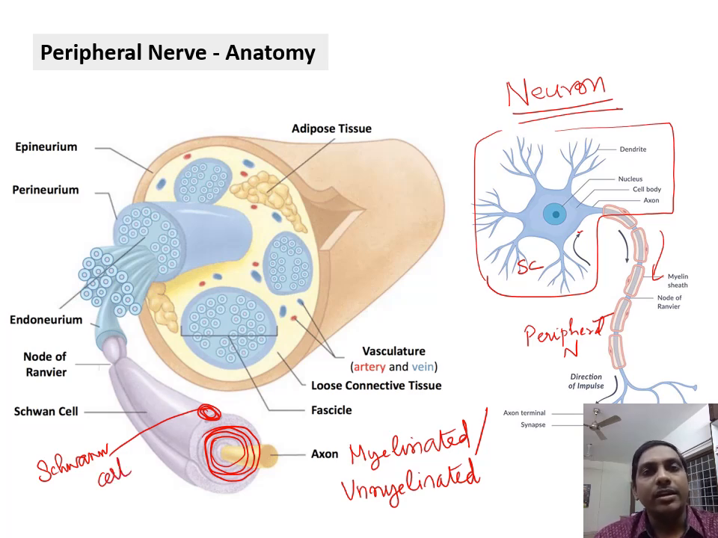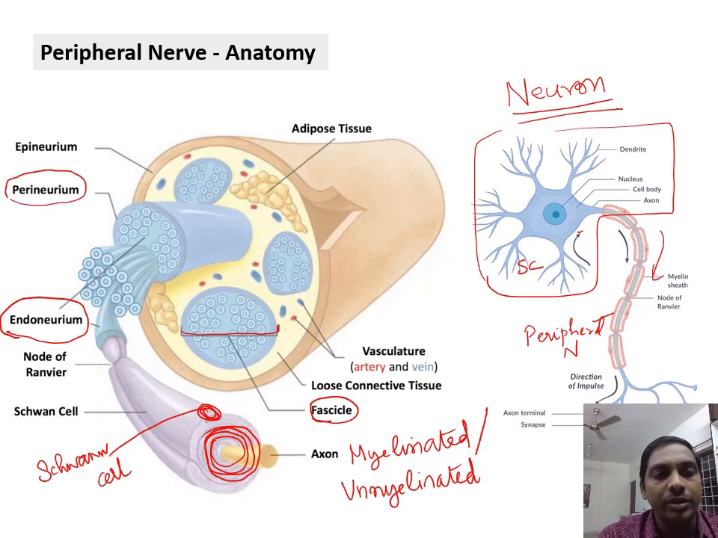In unmyelinated axons, there won't be any myelin sheath and they will be surrounded by just a Schwann cell covering. This entire axon is called the nerve fiber, which is surrounded by a sheath called endoneurium. A group of these nerve fibers is collectively called a nerve fascicle, which in turn is surrounded by a membrane called perineurium.